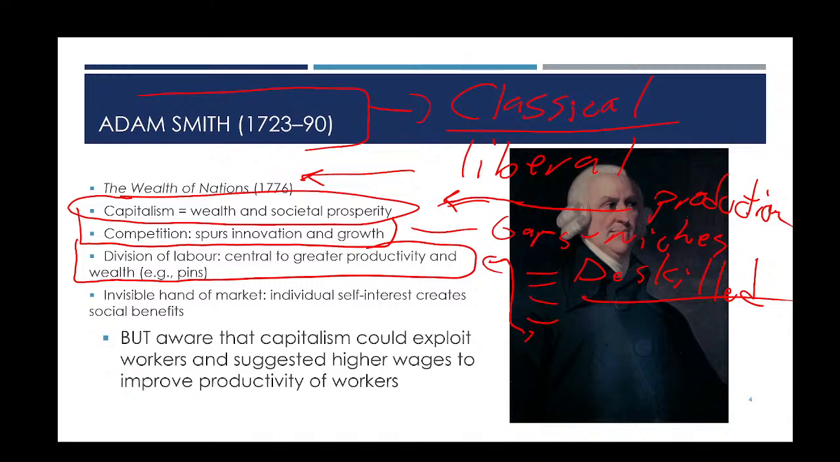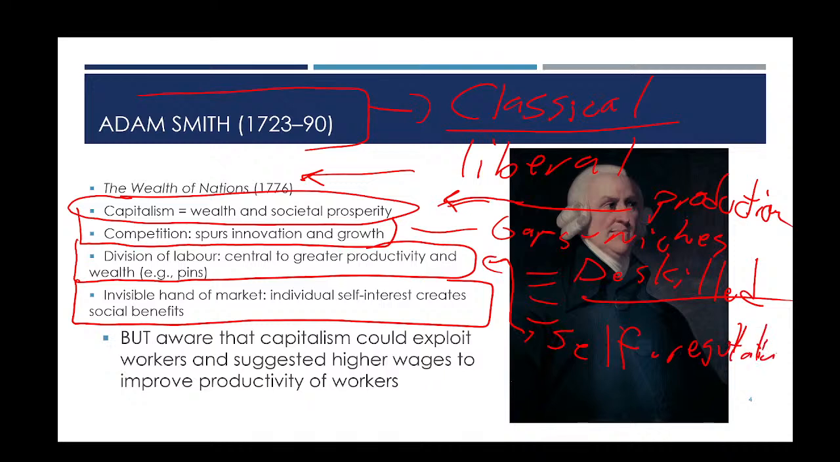Okay, now this last one, you probably heard this term, right? The invisible hand of the market. And this has a lot of implications, right? One of them is that for Smith, markets are fundamentally self-regulating. They're self-regulating in the sense that they require very little oversight from governments or from anyone else to work.